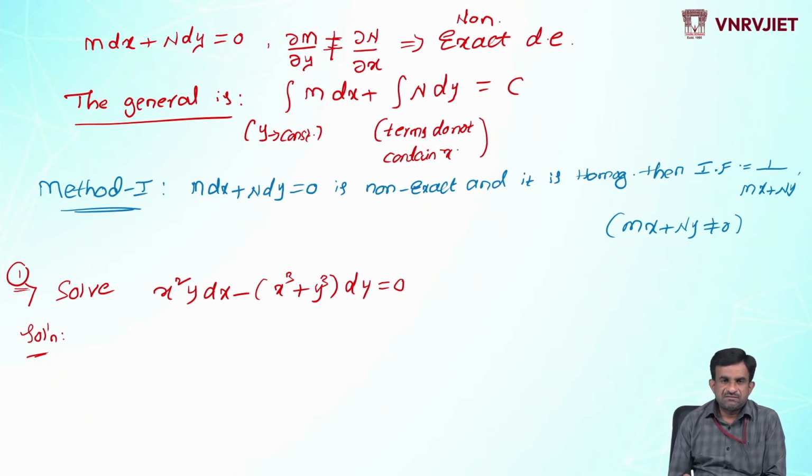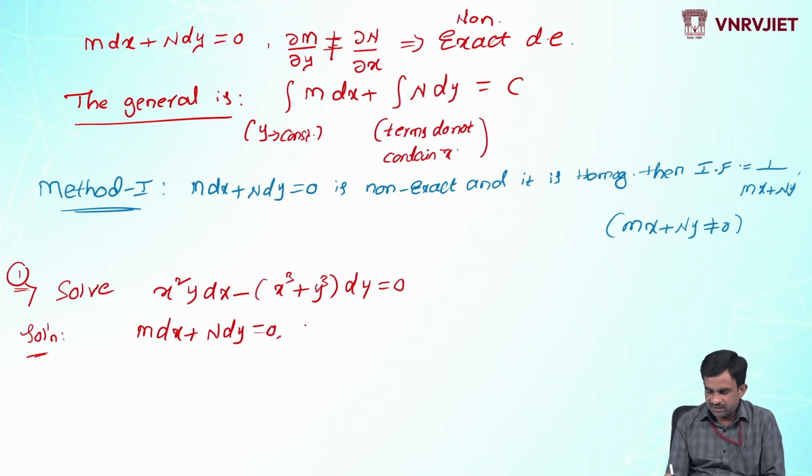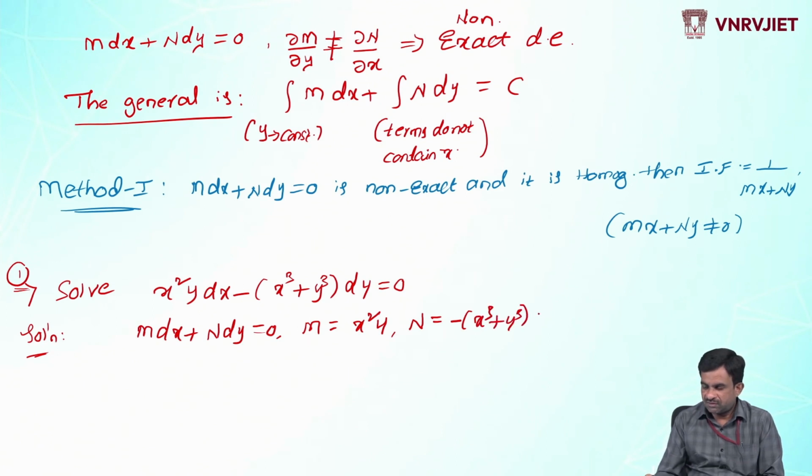So let us verify whether it is exact or not. This differential equation is in the form M dx plus N dy is equal to 0, where M is equal to x square y, and N must be minus of (x cube plus y cube), or you can also write this as minus x cube minus y cube.